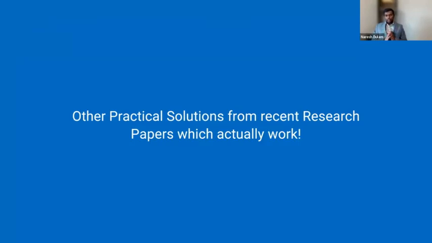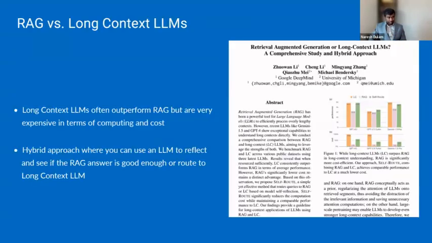Another practical solution from the research papers, which can actually work for you, is RAG versus long context LLMs. With Google Gemini, it's like 1.5 million tokens or something. It's exploding the context length, right? Of course, these long context LLMs always outperform RAG because they have the entire information available to answer the question, but they cost you more money and more tokens. Not every organization may be ready to afford that.